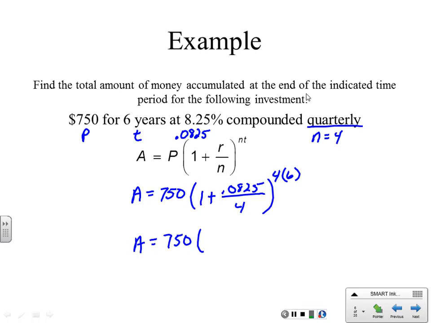And do 0.0825 divided by 4, and you'll come out with 0.020625 plus 1. So you'll have 1.020625. And you're going to raise this to the 24th power. And then you're going to multiply it times 750.